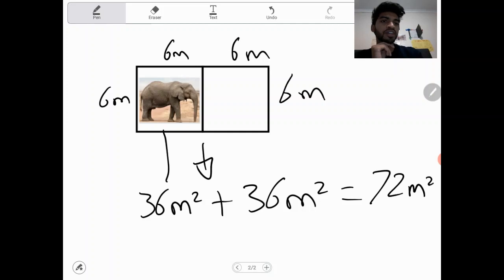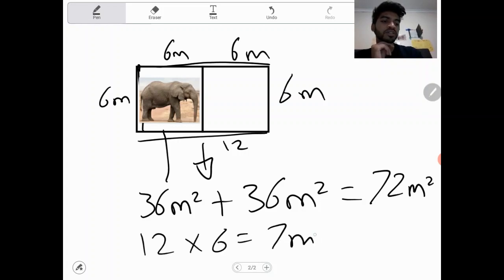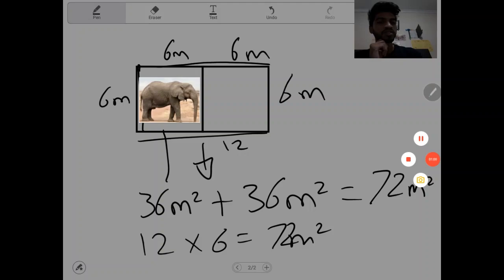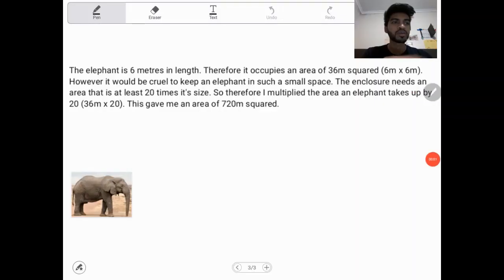Another way you could have calculated that is the total length of this line we know is 6 and 6, so the total is 12, and the width is 6, so you could have done 12 times 6, which would give you the same answer. Oops, 72 meters squared. Again, that feels way too small for the elephant. So what exactly is an appropriate area for the enclosure?